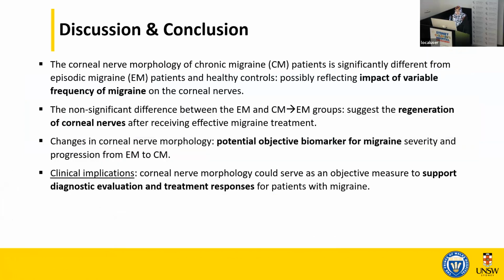From the results of our study, we learned that the reduction of corneal nerve morphology in chronic migraine patients compared to episodic migraine patients and healthy controls may reflect the impact of variable frequency of migraine attacks on the corneal nerves. And the non-significant difference between the episodic migraine patients and the CM to EM group is consistent with a treatment-driven effect as shown by the corneal nerve architecture.